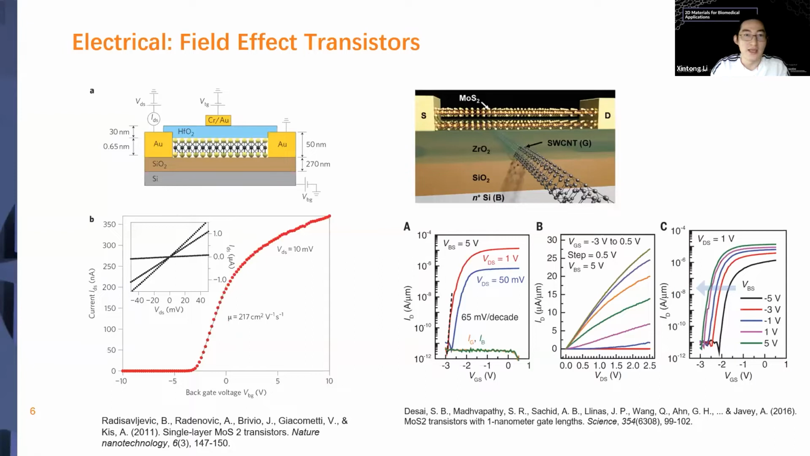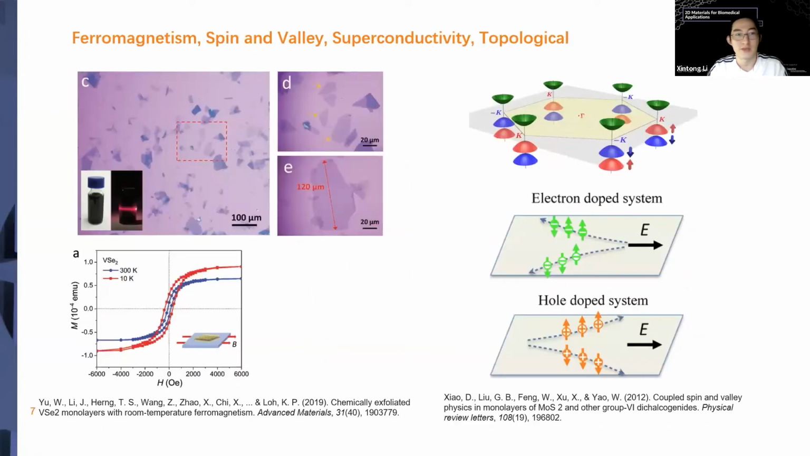And then, besides the field effect transistor application, there are many other very interesting phenomena, for example, ferromagnetism. In this picture, it shows a chemically exfoliated VSe2 monolayer, which is very large. It's pretty surprising. And in this figure, they measure the hysteresis loop of this material with an in-plane magnetic field at 300K and 10K. And we can see a very clear ferromagnetism behavior even at room temperature. And that makes this material, VSe2, have a potential application for maybe magnetic devices.